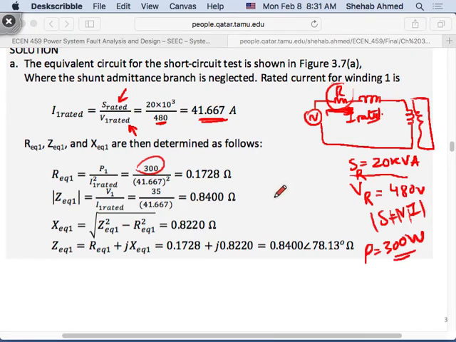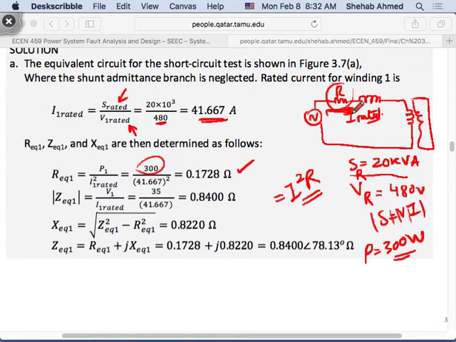So from I squared R, power is equal to I squared times R, which I'm pushing rated current through, right? So it's the power divided by the rated current squared. So that's my resistor. That's the value of the resistance.